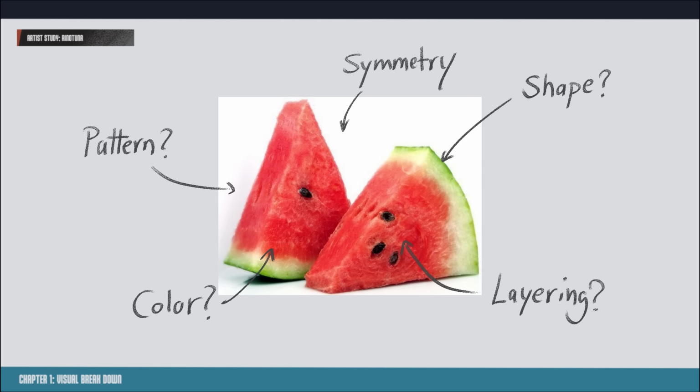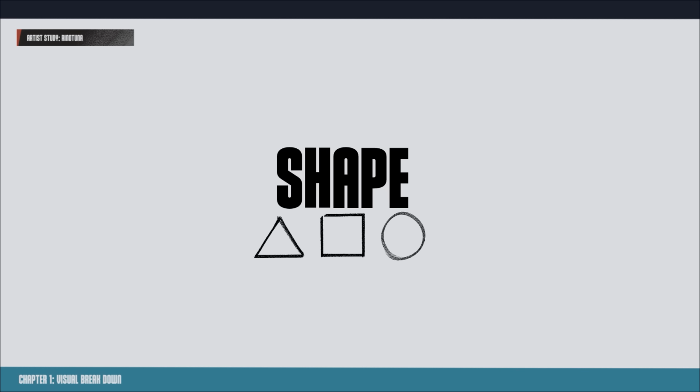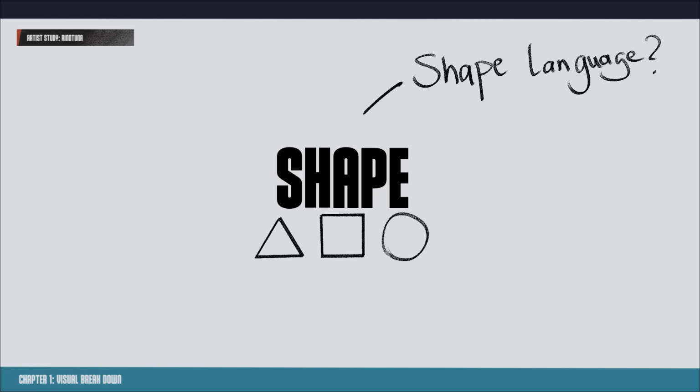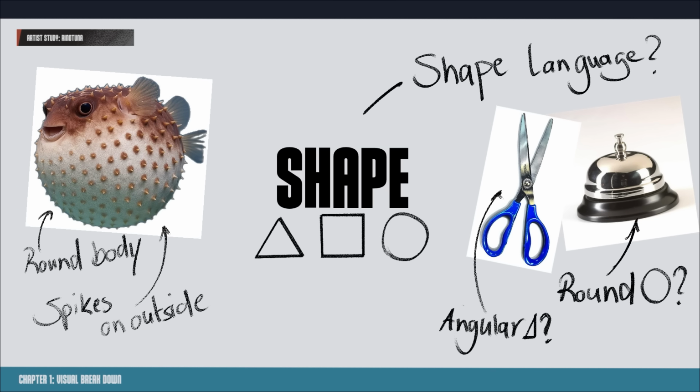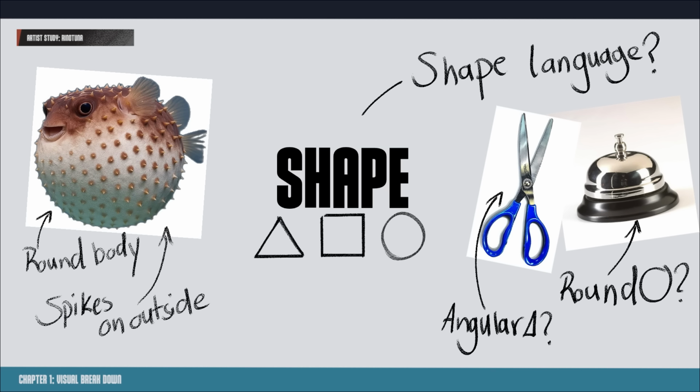These elements can be separated into categories. For example, the subject's 2D or 3D shape. Is there any shape language that you can include in your design? Is it made up of round shapes or more angular shapes? If it's a more complex subject, you can try separating individual elements and breaking them down separately.